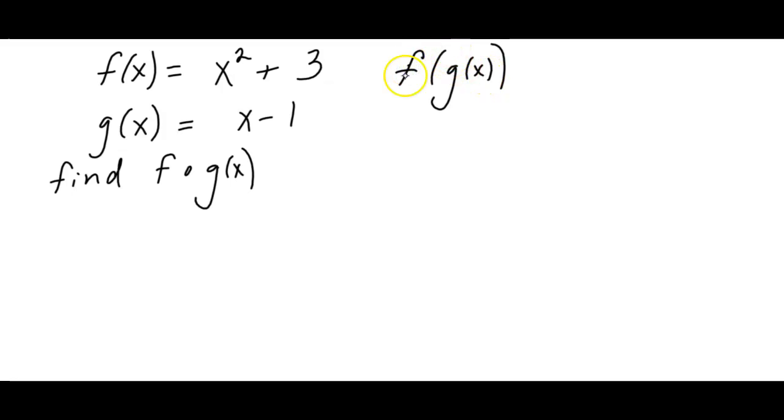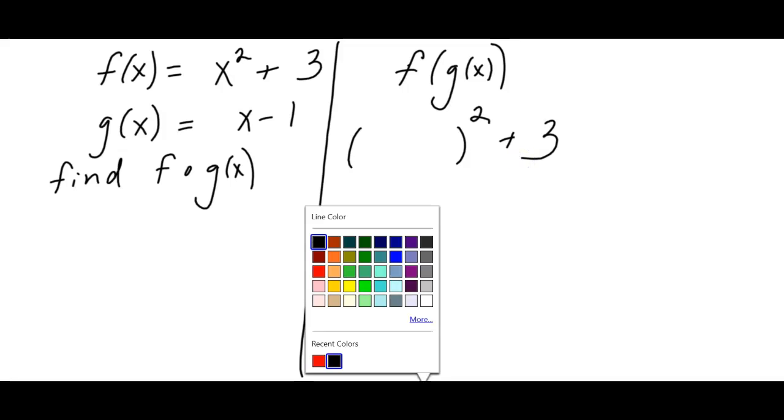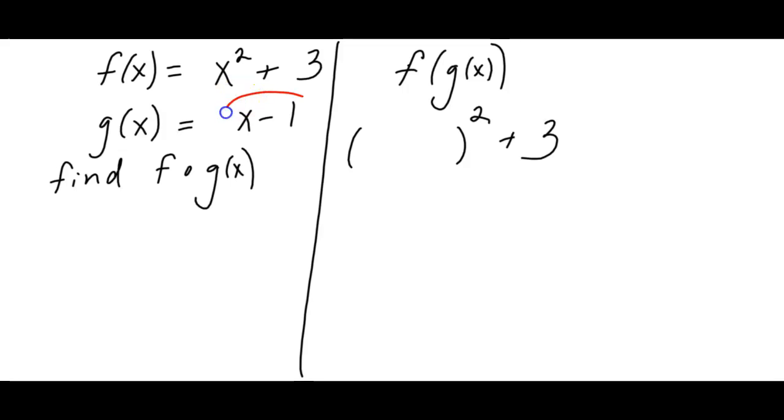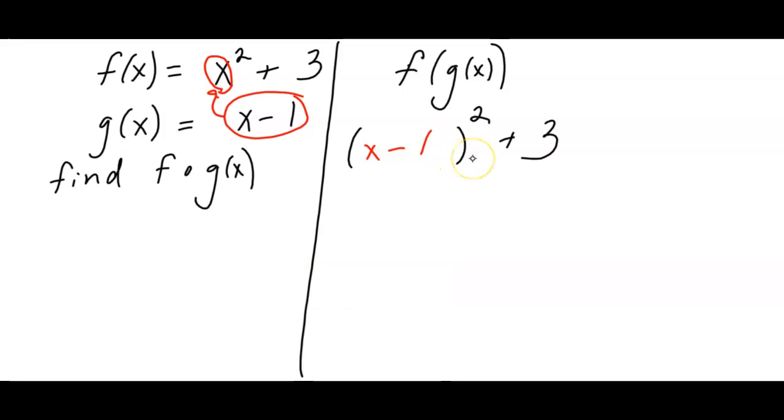So you're going to write your f function, which is x squared plus 3, instead of the x, open up some parentheses. So it's x squared plus 3. But in place of x, you're putting this whole g function right here. So you're going to put x minus 1 right here. And then you simplify. Now here's a quantity that's squared.